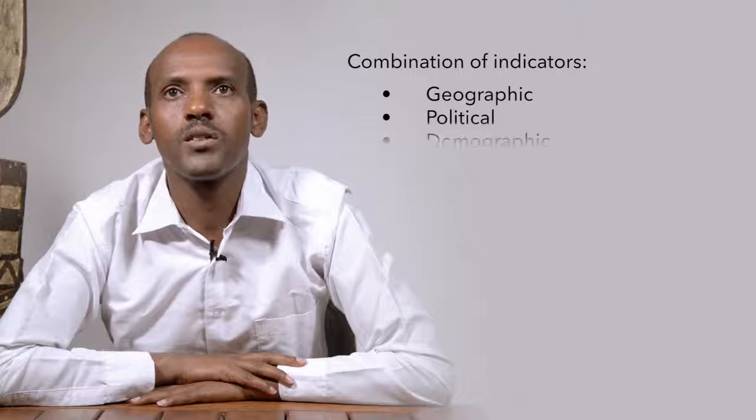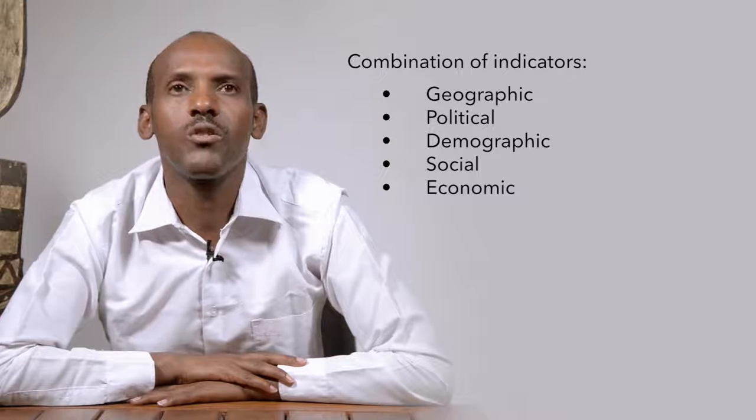The complexity of the registration process depends on the program selection policy, which is set out in its eligibility criteria. Eligibility criteria for such transfer programs tend to involve a combination of geographic, political, demographic, social, and economic indicators. When designing a registration mechanism for cash transfer programs, the following issues need to be considered.